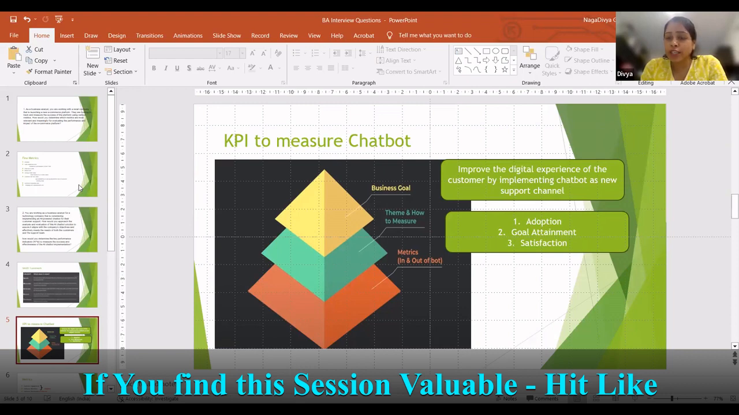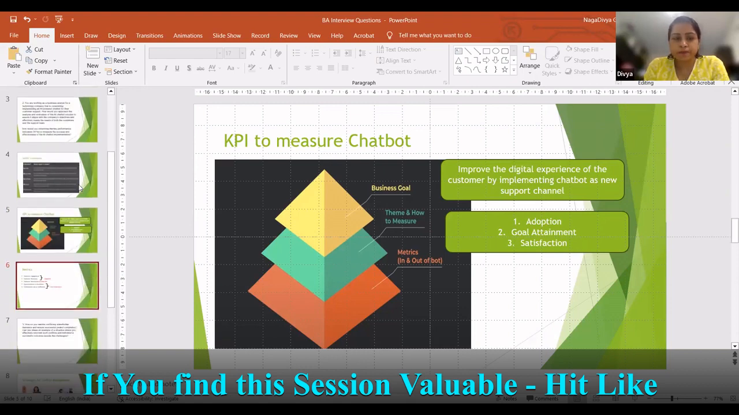So for each theme, we should have the metrics, in and out of the bot, to measure them, which helps us ensure that the solution we have implemented is useful and aligned to the business objectives or business goals. So let's see what those metrics are.